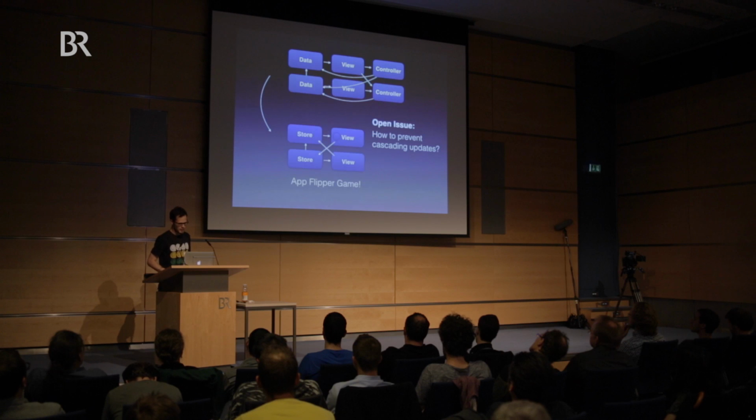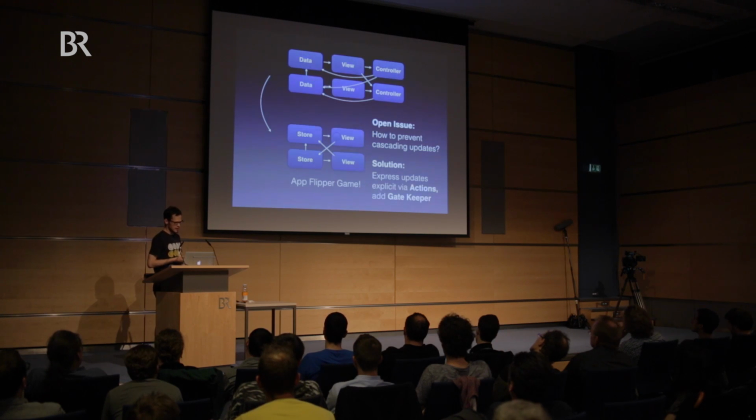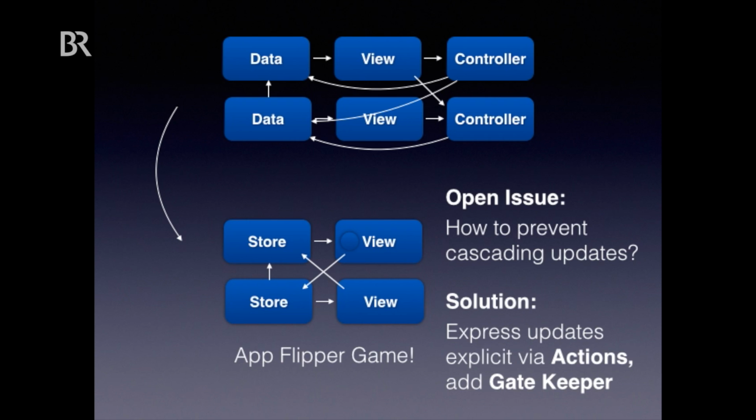Basically, we have not prevented cascading updates yet. We know now that it's easier to see how the information flows, but it could still happen that one update triggers the other and it's hard to determine the side effects. The solution for this is, instead of having these updates implicit, we make them explicit and call them actions. And we also add a gatekeeper that says you can only have one action passing through the system at the same time.